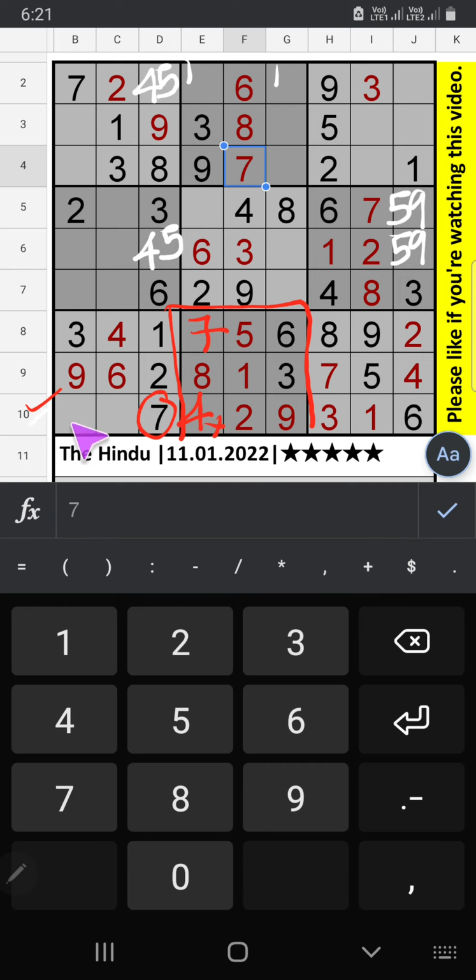10th row 2 numbers are remaining, 5 and 8, we will confirm later. 2nd row and 4th row we have 7, so 7 can't come in these cells. Column I also we have 7, so 7 can't come in this cell, then 7 is confirmed here. Column J only one number is remaining, 8 is confirmed here. Column I 2 numbers are remaining, 4 and 6, we will confirm later.